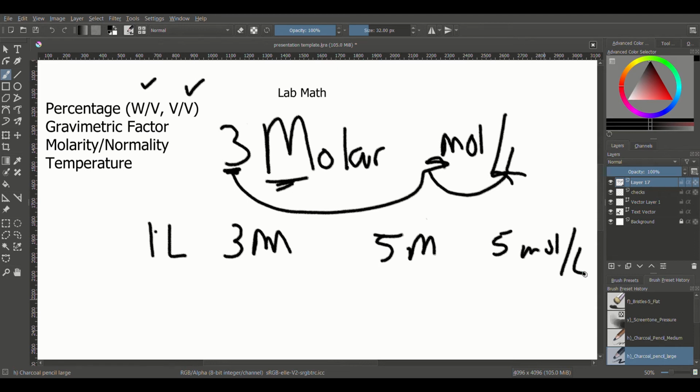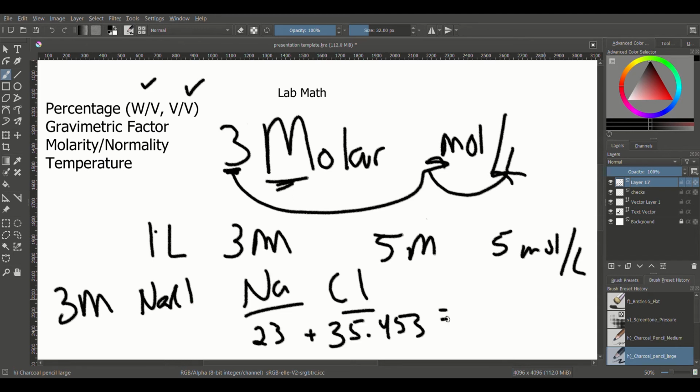So how would we make something like that? Let's say we wanted a 3 molar NaCl. Let's make some table salt. What we have to do is find the molar mass of those things first. So sodium has a molar mass of 23. Chlorine has the molar mass of 35.453. If we add those together, it'll tell us how much 1 mole weighs. So how many grams of NaCl we need in order to get 1 mole, or a 1 molar solution. So we get 23 plus 35.453. That gives us 58.453.